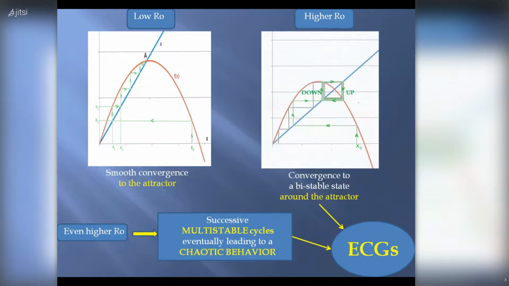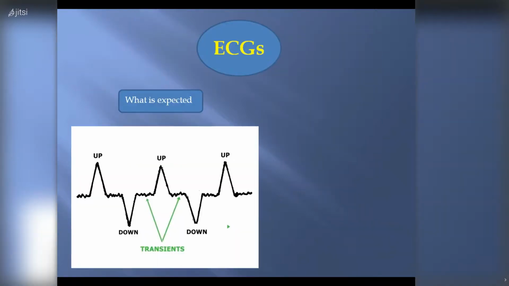If you increase R0 even more, you should find even more funny things: successive multi-stable cycles, a quadristable state, and so on, ending up with a chaotic behavior, which should be fairly difficult to manage, actually. And all these features are characterized by ECGs. Let's have a look here. What you expect in the case of the bistable state is a succession of up and down states. The system oscillates between up and down again, and up and down.